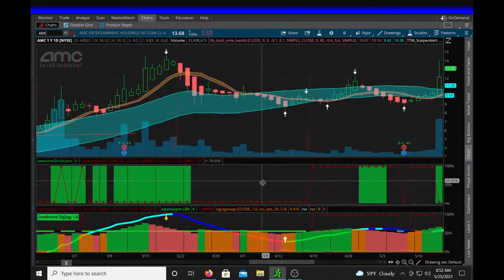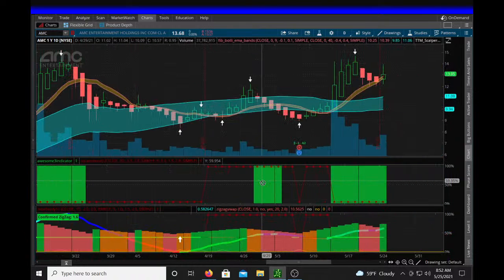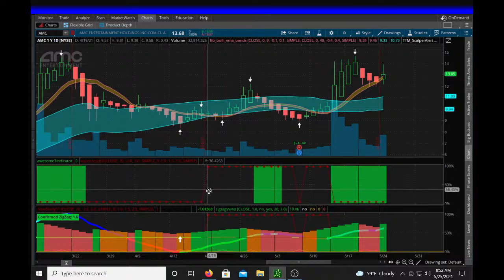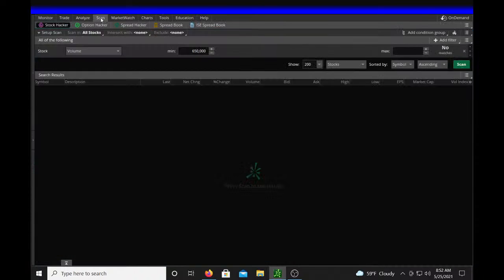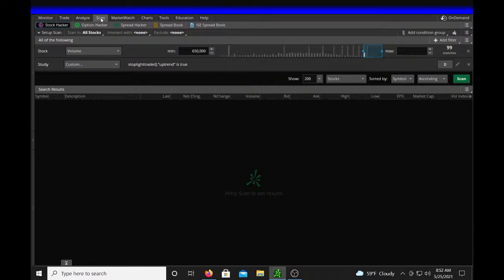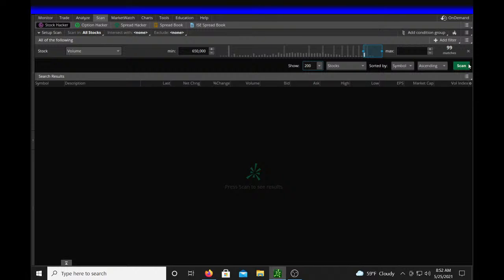Alright, very good. Alright, so it looks like I was working with this Squeeze Pro 3 scan. Come over here to your scans. Stoplight trader, uptrend is true. Let's just get rid of that. That signal's not important, at least not at this time, but it could be.